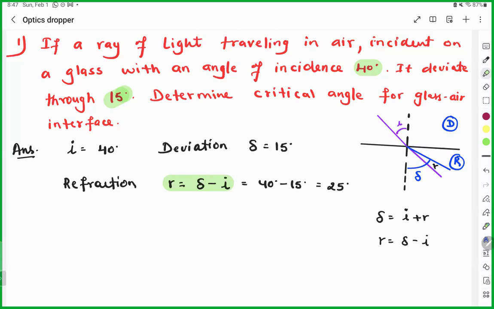Yes, you are right. In this situation, it will be 15 minus 40, minus 25. Any doubt, guys? No, sir. And why is it minus? Because it is going from the denser to rarer.